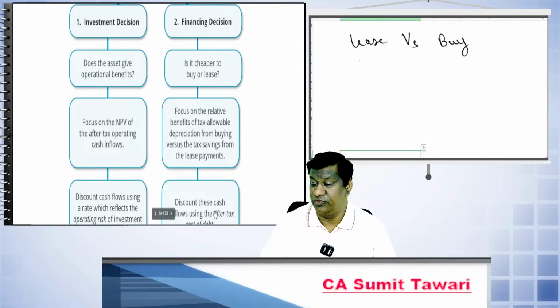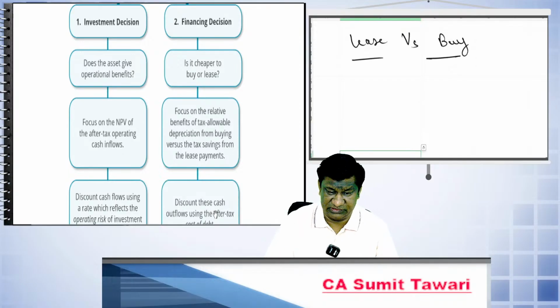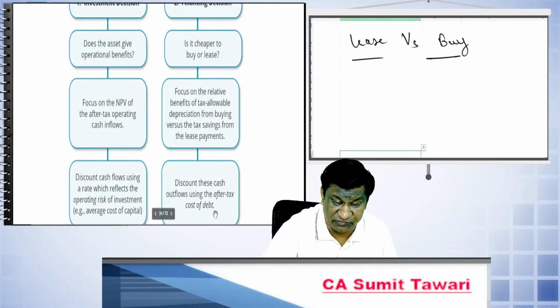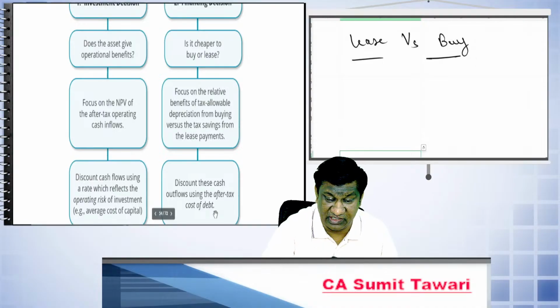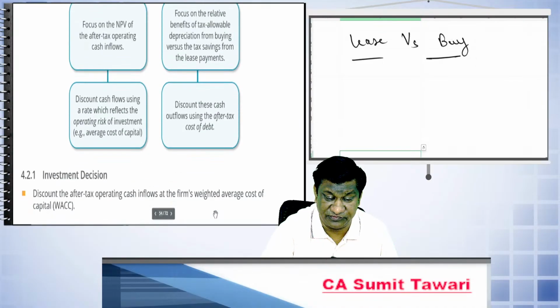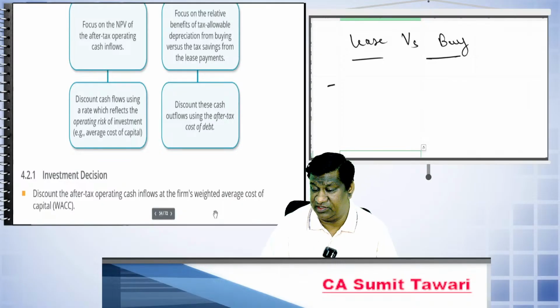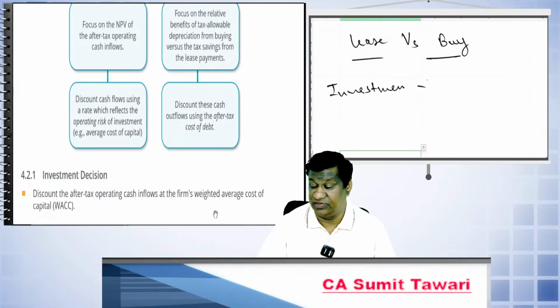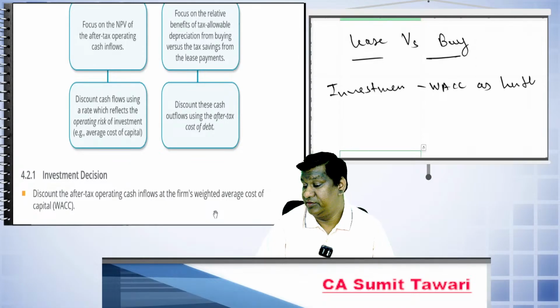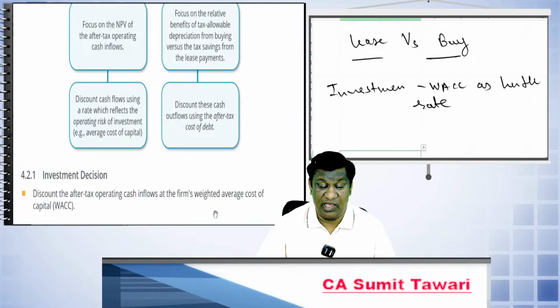Okay. So how are we going to decide it? First we go with this chart. Does the asset give an operational benefit? And is it cheaper to buy or lease? Focus on the NPV of after-tax cash inflow, focus on the relative benefit of tax allowable depreciation and discounted cash flow. So when you are doing an investment, we need to consider the weighted average cost of capital as a hurdle rate, and then we calculate the net present value.